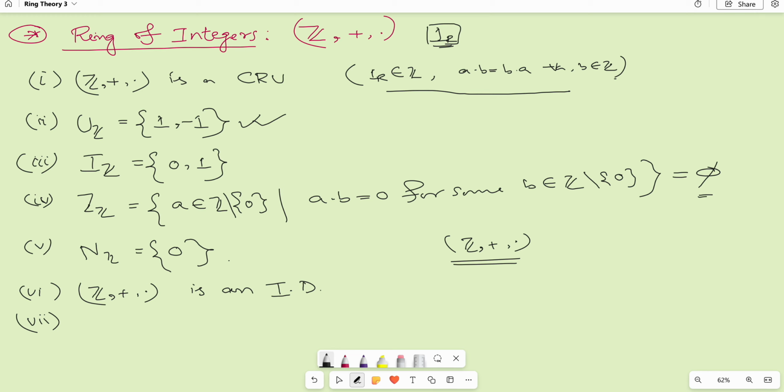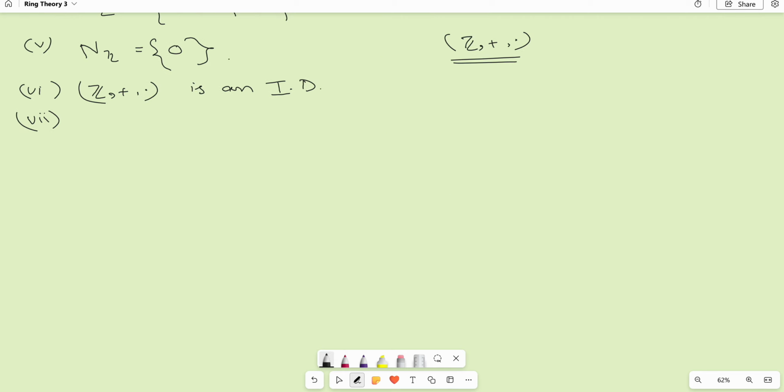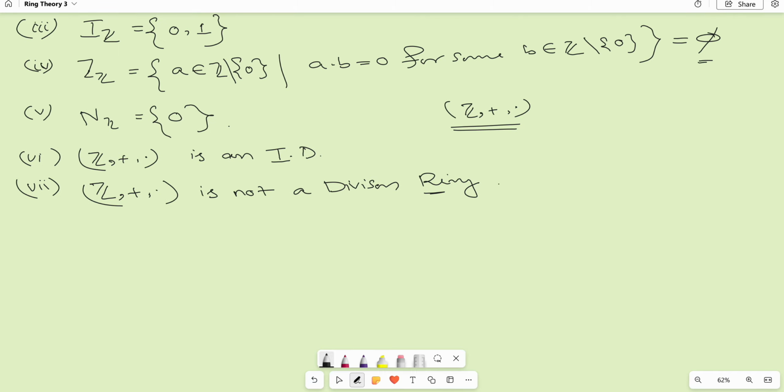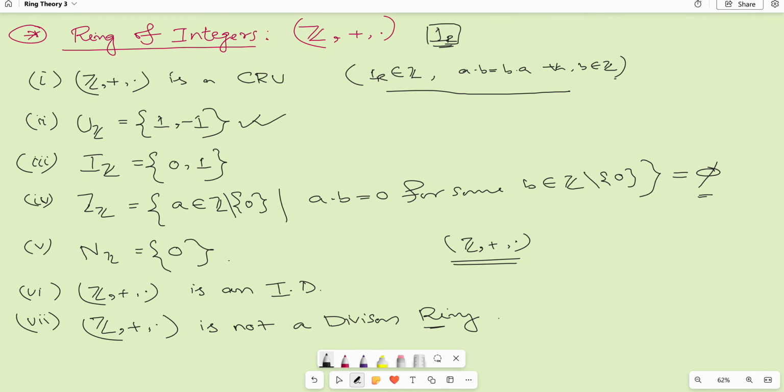The rest are not units, right? That is why this is not a division ring. So Z plus dot is not a division ring, right? So these 6 properties are for Z plus, and the rest of the properties we'll discuss after studying enough. So these are the basic properties of Z plus, the ring of integers.